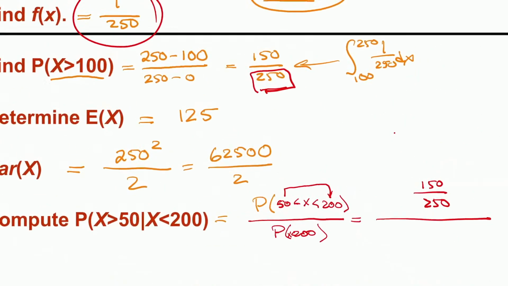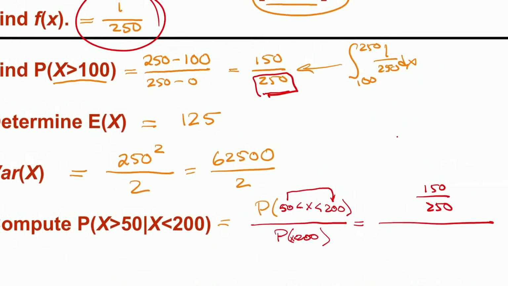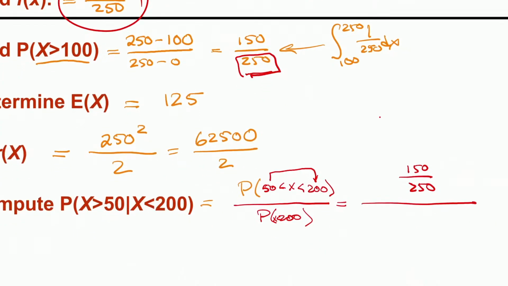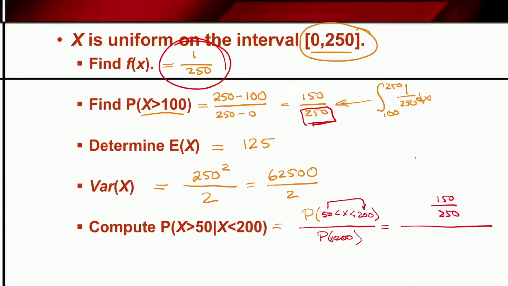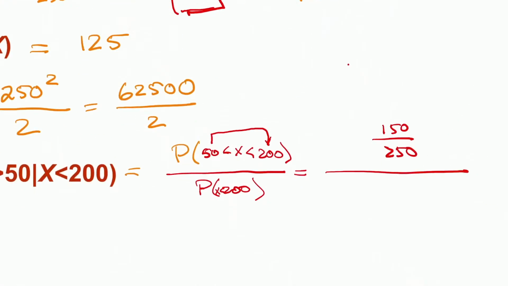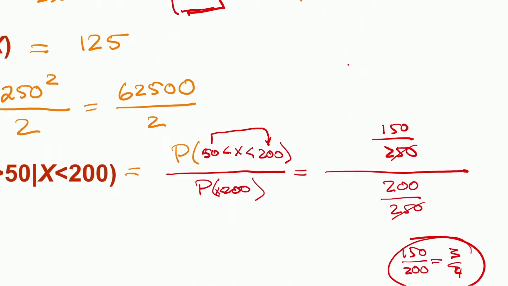Good. Okay, next person. So Sarah, what about the bottom? What's the probability that x is less than 200? In other words, that's what it is, 200 over 250. And now, of course, you can cancel the 250s, and you get 150 over 200, which is 3/4. All right, excellent.